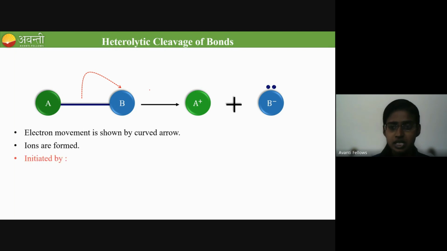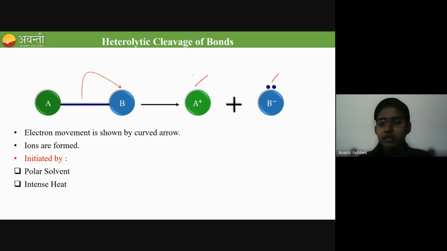It is initiated by a polar solvent like H2O. Compounds that give plus and minus are called polar solvents, or by intense heat you can also get this type of intermediate. So here one is positively charged and the other one is negatively charged. Heterolytic cleavage is due to the electronegativity difference between the bonded atoms. That's what I have said.